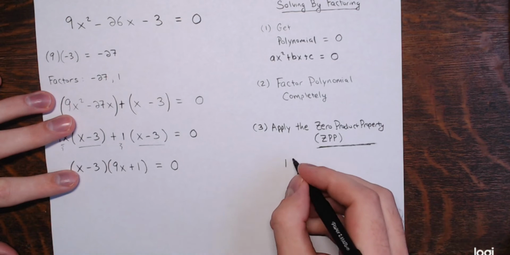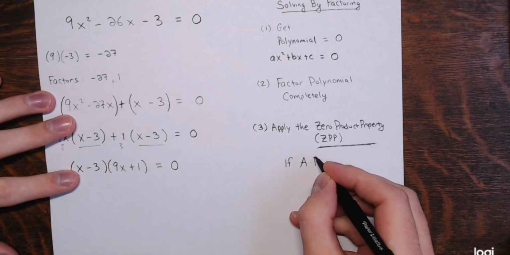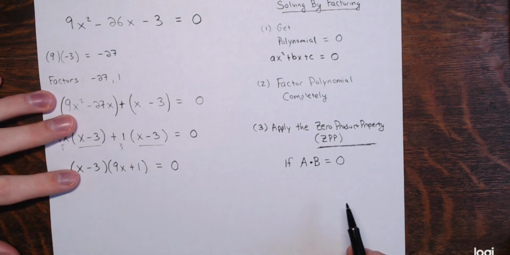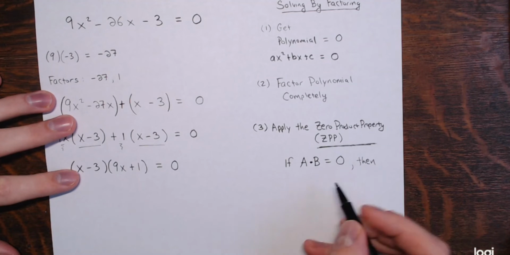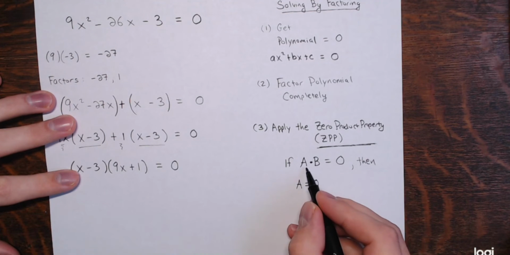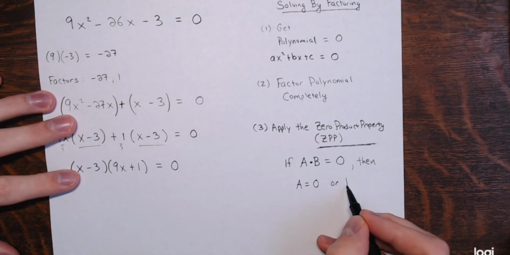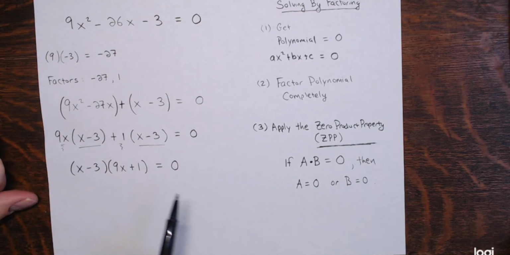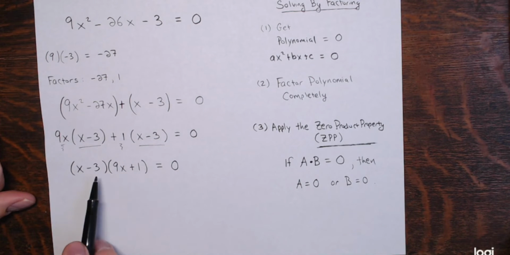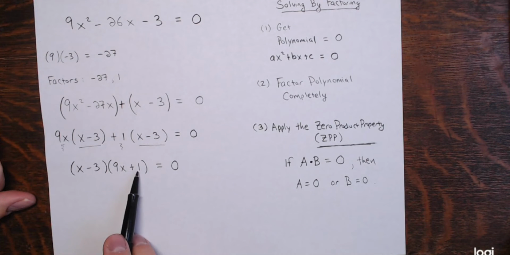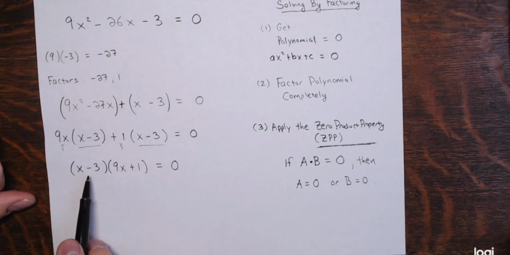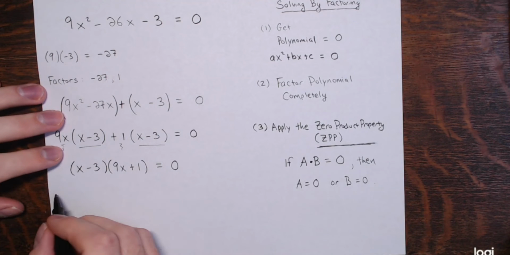If you have a product, say A times B, and that product is equal to 0, then one of the factors has to be 0. Either the first factor A is 0, or the second factor B is 0, or both. But that's exactly what I have here on the left side. I have a product, x minus 3 times 9x plus 1, that's equal to 0. And the only way a product is equal to 0 is if one of the factors is 0.